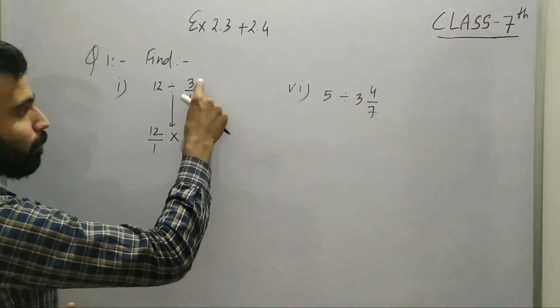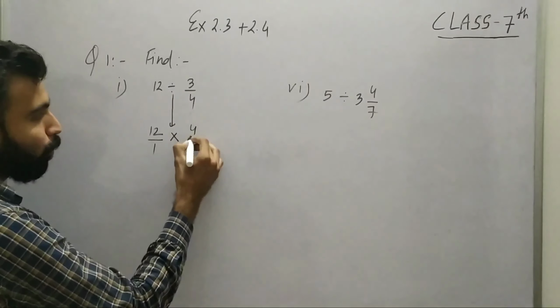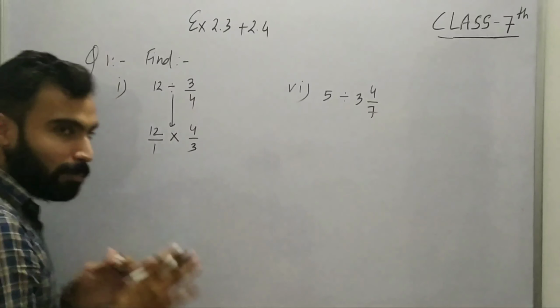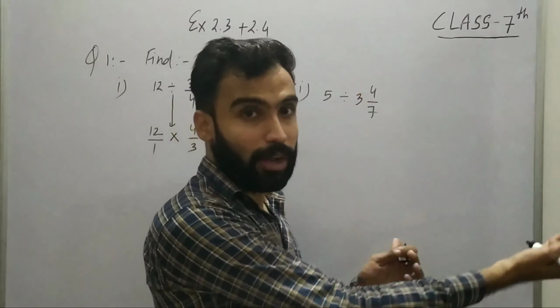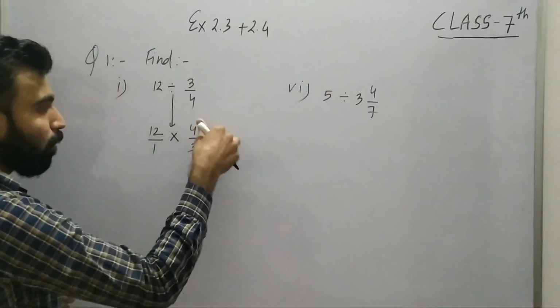रेसिप्रोकल हो जाएगी. That means 3/4 will become 4/3. Just as simple as that. So what you have to do is simply change that division sign and the value which is given after the division sign, just reciprocate it, right?